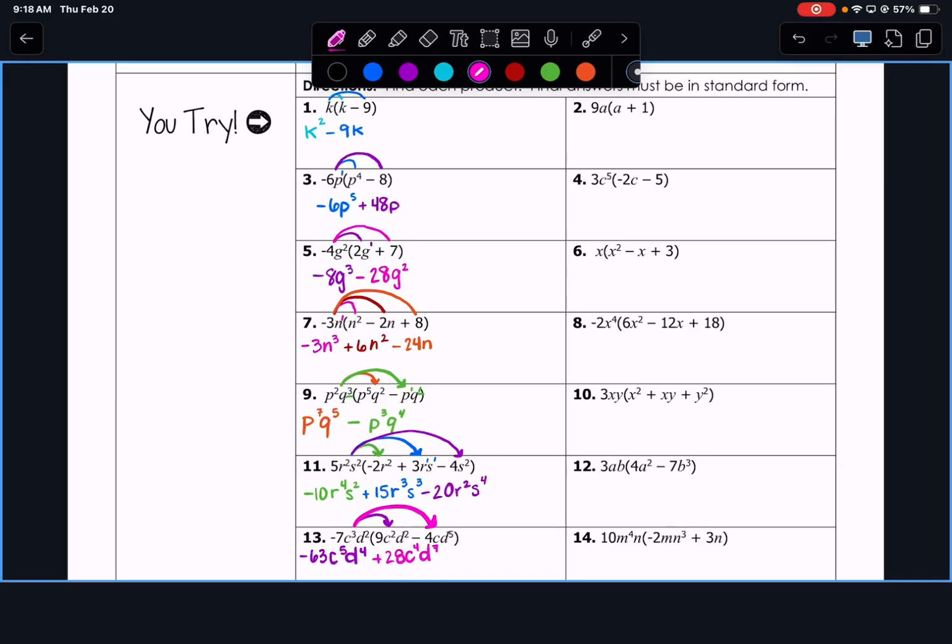I got 3x to the third y plus 3x to the second y to the second. There's no point in adding x.